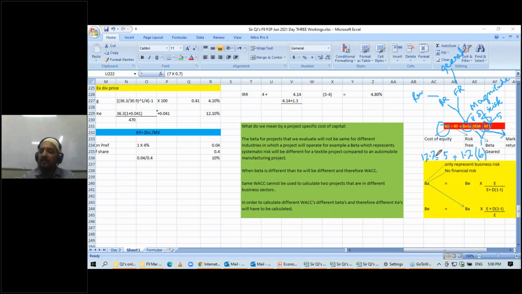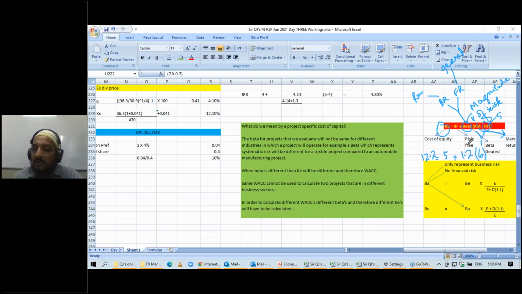This is fictitious. The figures are fictitious. I'm not taking these figures from the question. We'll be doing from this question as well. So I'm just explaining this concept first. So what happens is that 1.2 into 6 gives you 7.2.